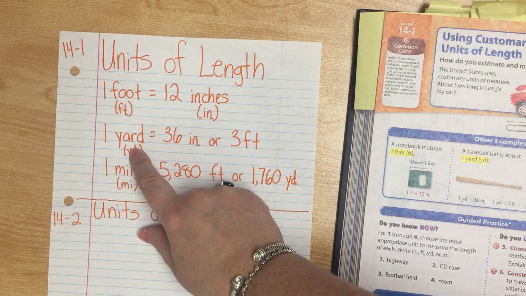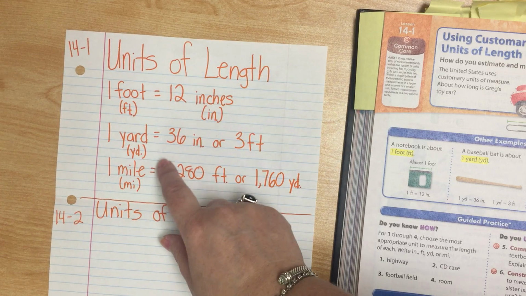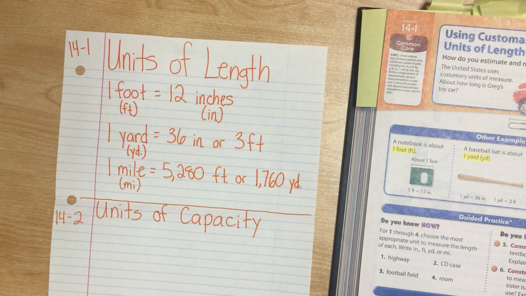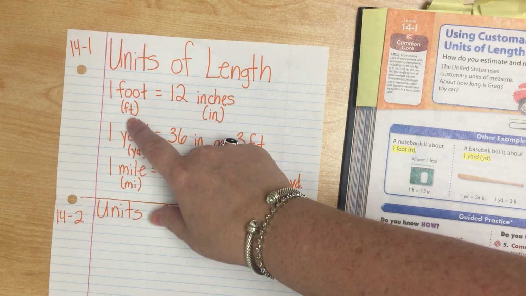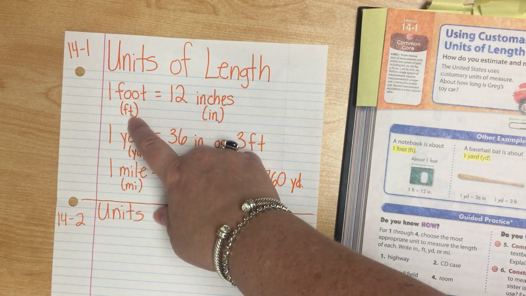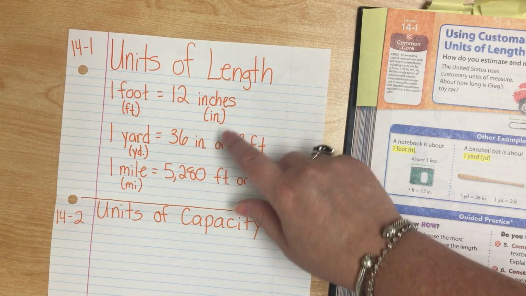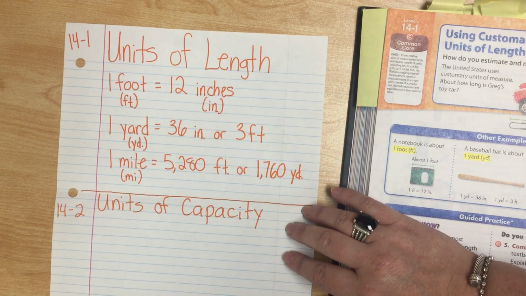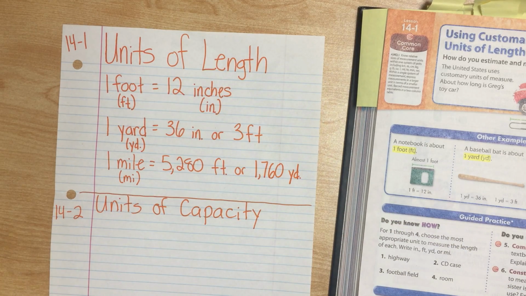We use a yard. A yard is 36 inches or 3 feet. We use a mile. A mile is 5,280 feet or 1,760 yards. Please also notice my abbreviations. That's how you will always see them from now on. A foot, FT. Inches, IN. Yard, YD. Mile, MI.